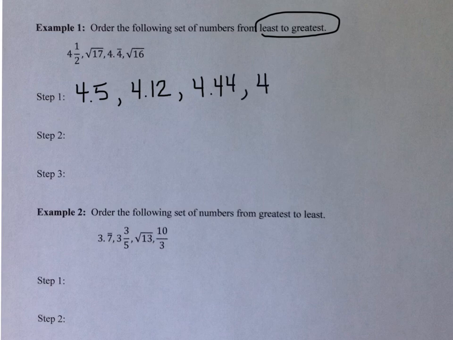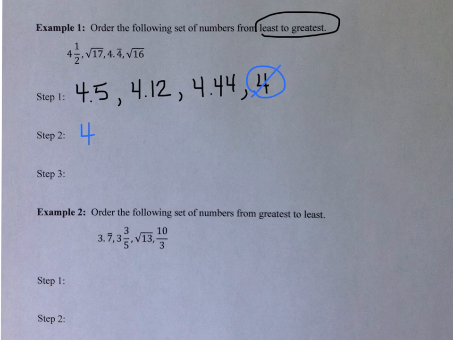Okay, so now step 2 is you're going to put the numbers in order using the given directions. So it says least to greatest. So now what's my smallest number here? Well, my smallest number here is 4. So I'm going to write 4 down. And you can cross out when you're done. That's what I like to do.